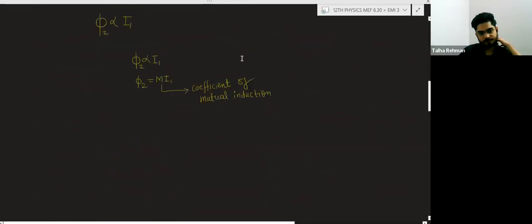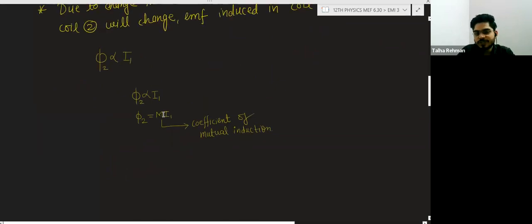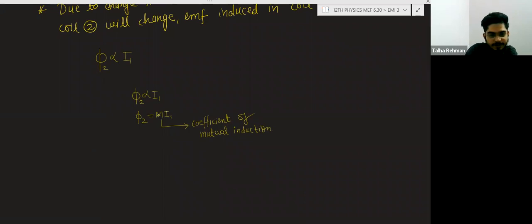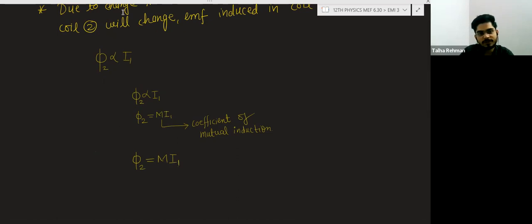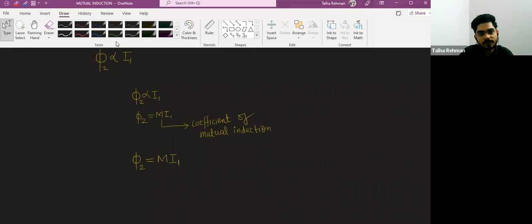That's good. So now this coefficient of mutual induction, basically we have now this formula: phi 2 is equal to M I1. Here flux is of coil 2, but the current is of coil 1. So this formula you should know. We will use this formula.